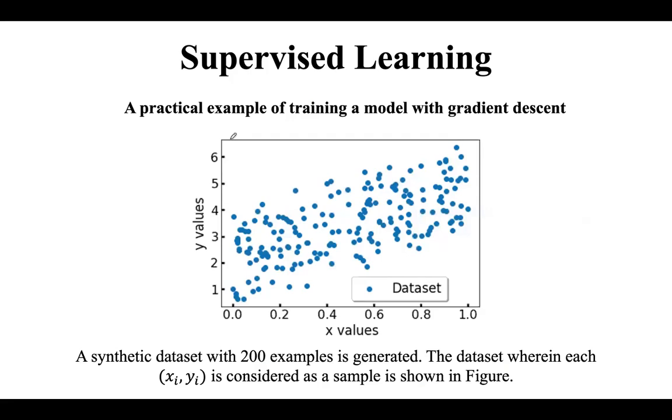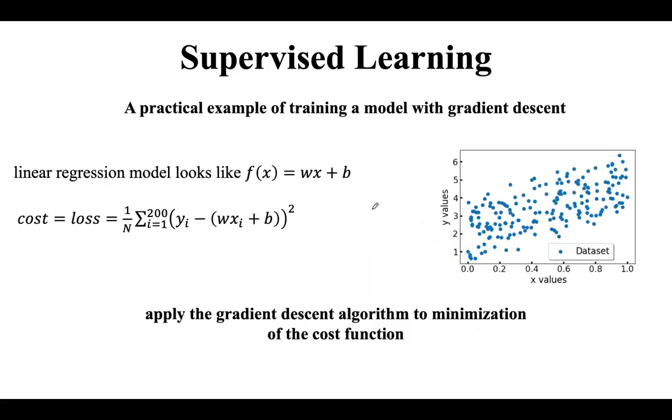So here is a practical example of training a model with gradient descent. Here I used a synthetic data set with 200 examples, which was generated by computer. The data set has X, Y. We have 200 of these, which are considered as samples, and it is shown here. I'm going to find a linear regression line that fits all these points with Python.